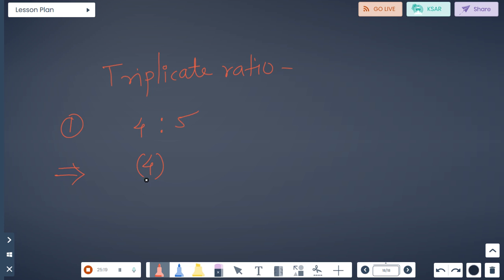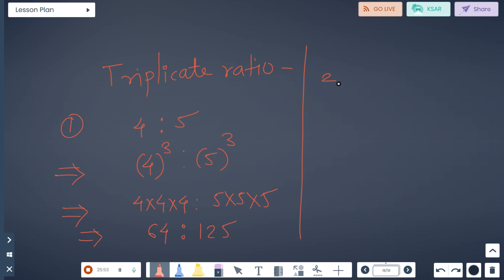So 4 cube is to 5 cube. This becomes 4 multiplied by 4 multiplied by 4 is to 5 multiplied by 5 multiplied by 5. So this becomes 64 and 125. This is the triplicate ratio of the given numbers.